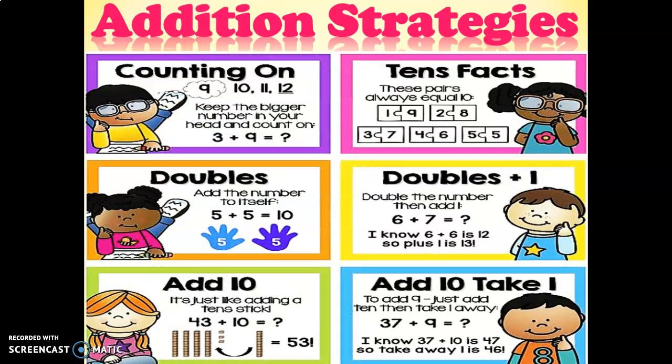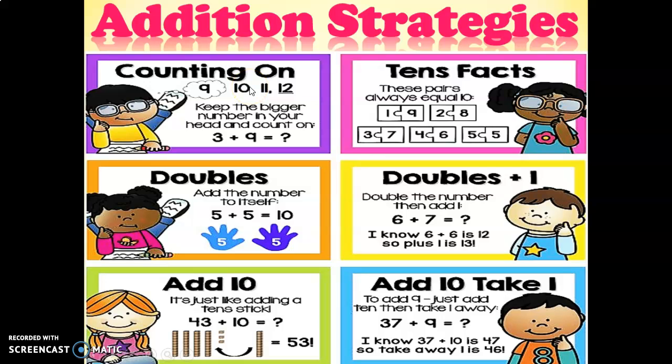Let's take a look at some of the addition strategies that you can use whenever you have to add numbers. You can try to practice them at home. So the first one, we have counting on. Counting on tells you to keep the bigger number in your head and count on. So say for example, you have to add 3 plus 9. Take the bigger number, which is number 9, and from number 9, count on 3 places. So 9, 10, 11, 12. The answer is 12.